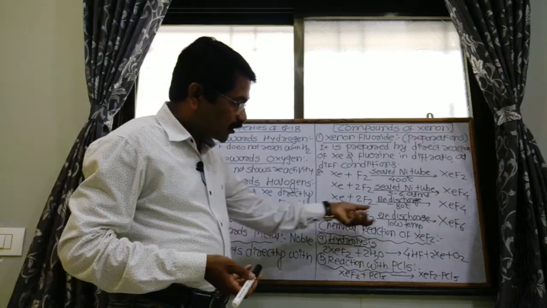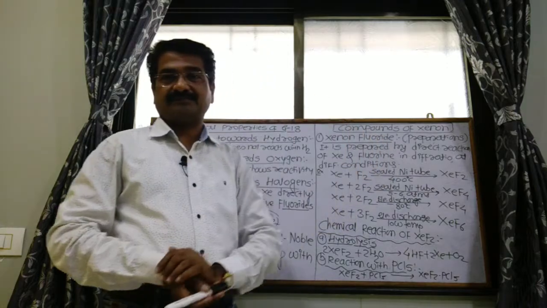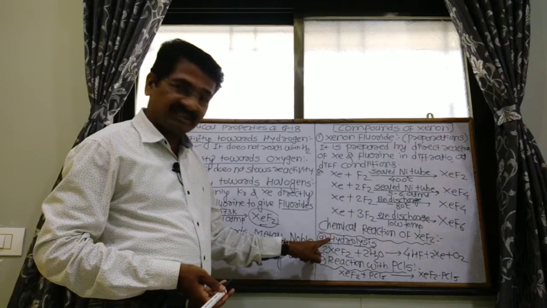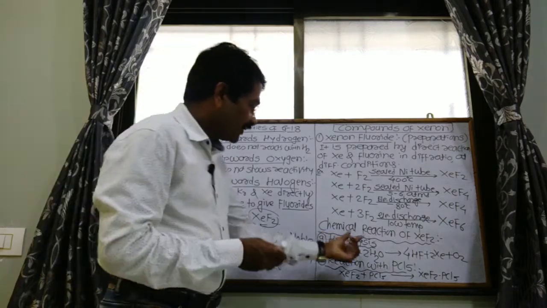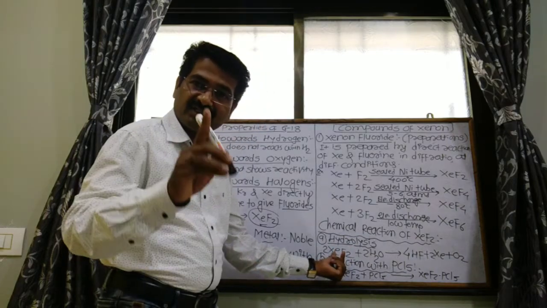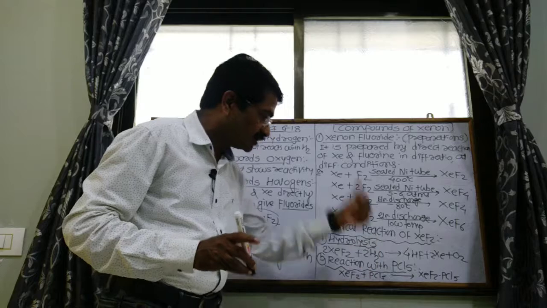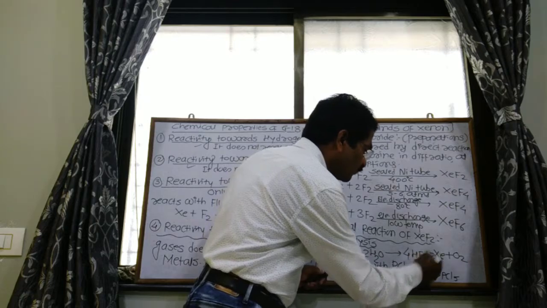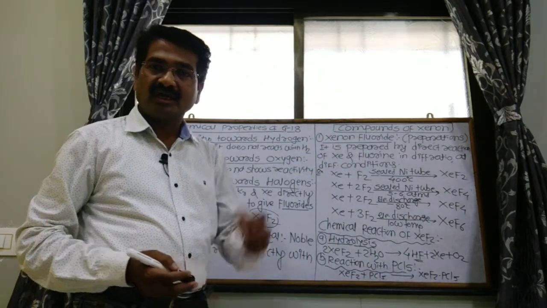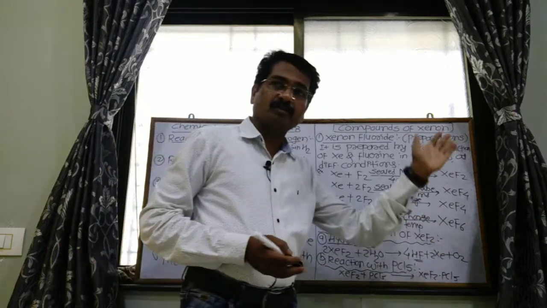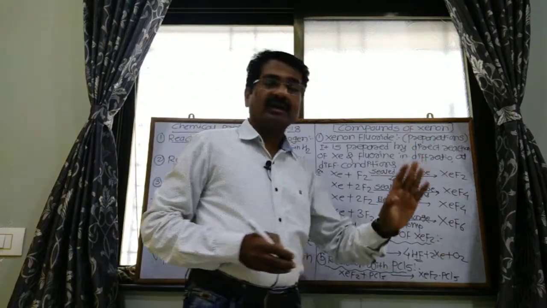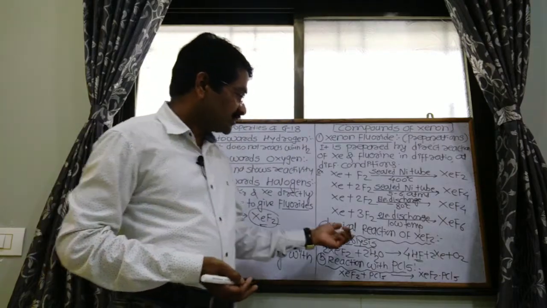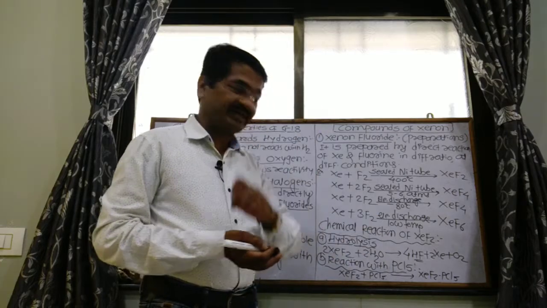Then see the chemical properties of xenon fluoride. First, hydrolysis. When xenon fluoride is dissolved in water, it forms hydrogen fluoride, HF, with separation of xenon, and oxygen is given out. That is the hydrolysis process of xenon difluoride.